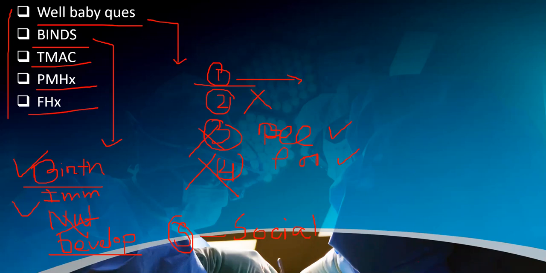Then, is he immunologically up to date, or is the vaccination up to date? How about his growth and development? That's the only three things you will ask. No need to ask nutrition, no need to ask social history.